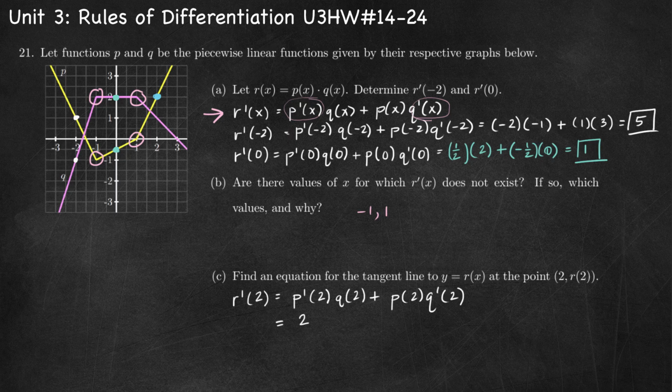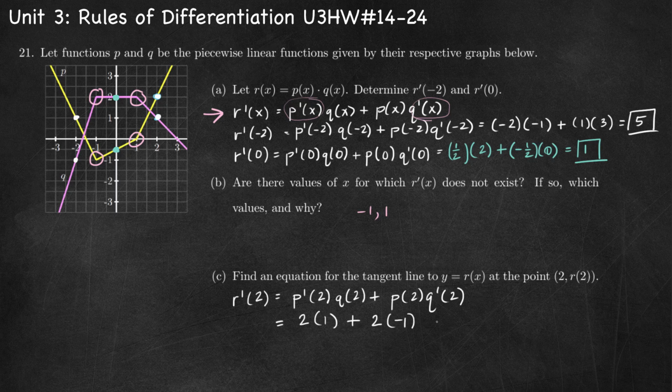Q of 2, that's the pink graph. At 2, the value of q is equal to 1. Plus p of 2. So p of 2, that's the yellow graph. We're reading that point right there is equal to 2. And q prime of 2, so now we want the slope of q at 2, that is negative 1.